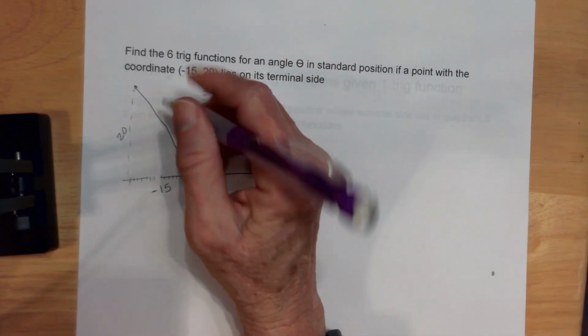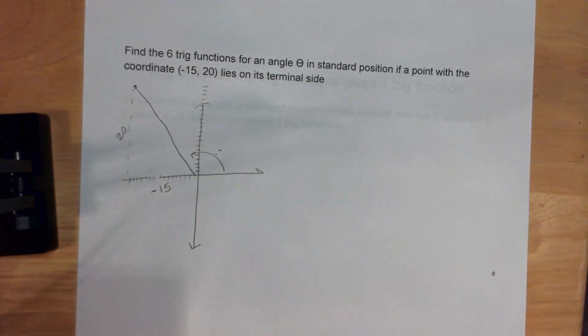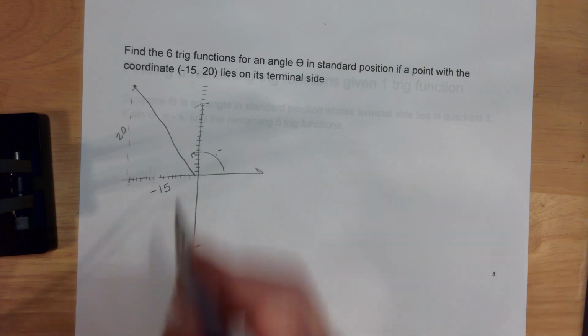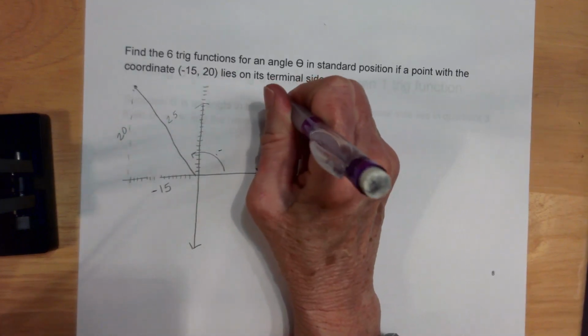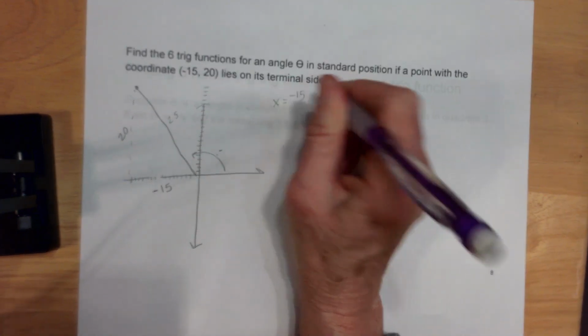Now, in order to find my r, I do the Pythagorean theorem on this. So I do 20 squared plus 15 squared, and then I'm going to take the square root of that, and I'm going to find out that the r is 25. So x equals negative 15.